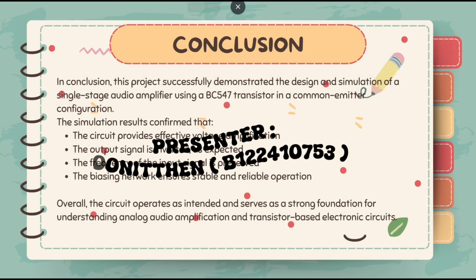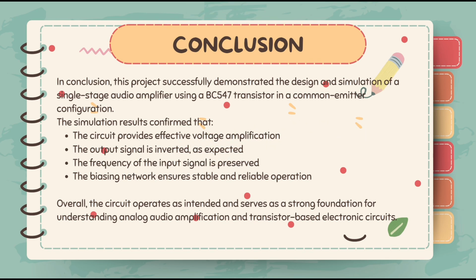In conclusion, the design of a single stage audio amplifier using a BC547 transistor confirmed effective voltage amplification, phase inversion of the output signal, preservation of the input signal frequency, and stable operation provided by the biasing network. Overall, the circuit operates as intended and provides a strong foundation for understanding analog audio amplification and transistor-based electronic circuits.